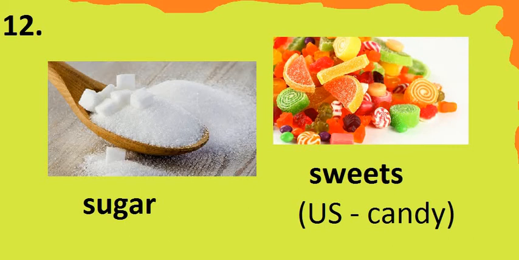Sugar is this white grainy sweet substance. So it does get more confusing because sugar is sweet, but the substance itself is called sugar. These little candies made out of sugar are called sweets.